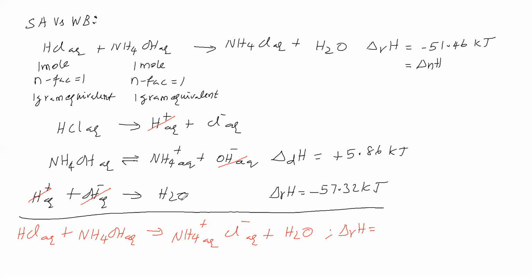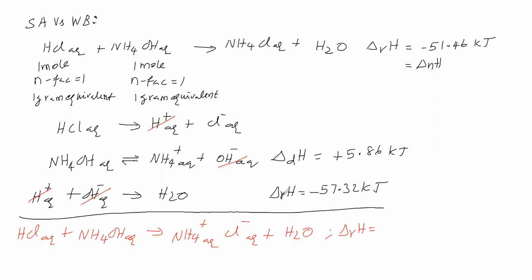Okay, now see, when HCl is mixed with ammonium hydroxide, this much amount of heat is liberated, and this much amount of heat is absorbed. Both absorption and liberation are taking place in this case. But in the previous case, strong acid versus strong base, there was only energy liberation. In this case, there is energy liberation as well as energy absorption.